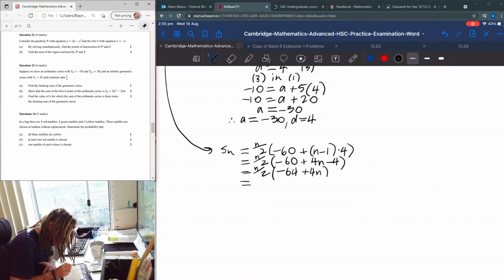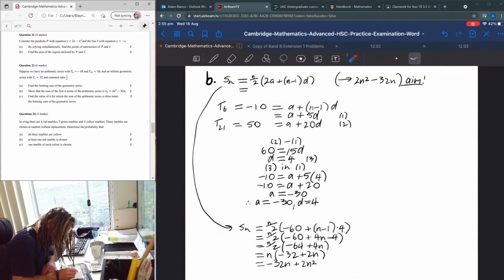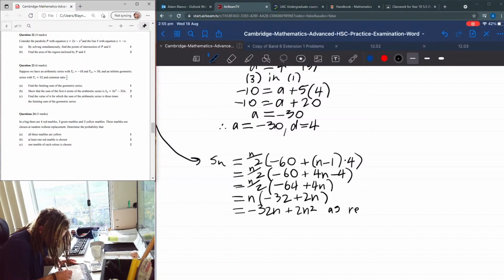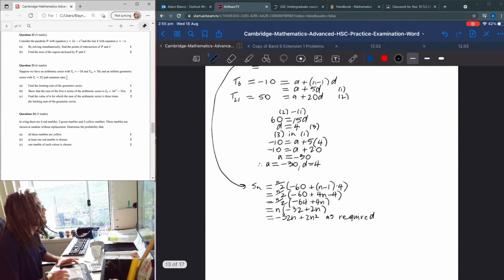I'll expand, so I have to divide them by 2. Let's just do that first. That's going to be minus 32 plus 2n. Okay, so I got rid of that half. And then that's minus 32n plus 2n squared. Is that what I wanted? Minus 32n plus 2n squared. And then I'll just write 'as required'. Cool. Is that it? No, there's a C.